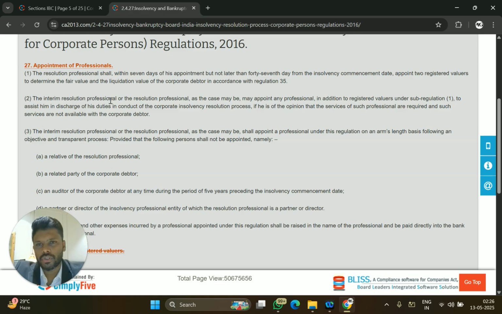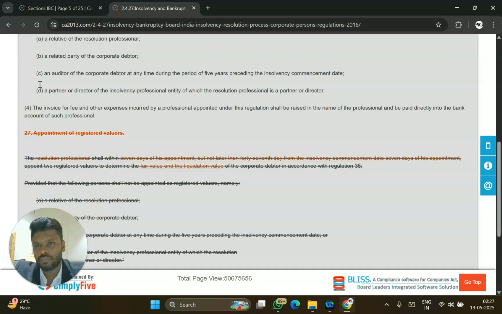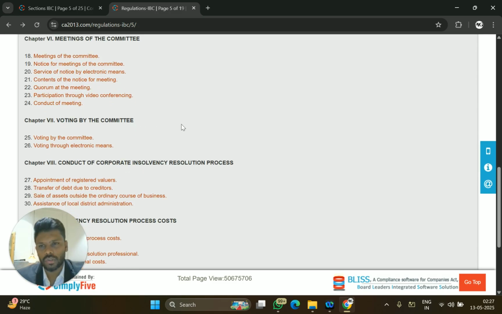The interim resolution professional or the resolution professional, as the case may be, may appoint professionals in addition to the registered valuer under sub-regulation 1 to assist him to discharge his duties in the conduct of the corporate insolvency resolution process, if he is of the opinion that the services of such professionals are required and such services are not available with the corporate debtor. That means IPs can be appointed, lawyers can be appointed, and all of that. Those who cannot be appointed as registered valuers and professionals are related parties, auditors, and so on. So regulation 27 only speaks about the appointment of valuers.